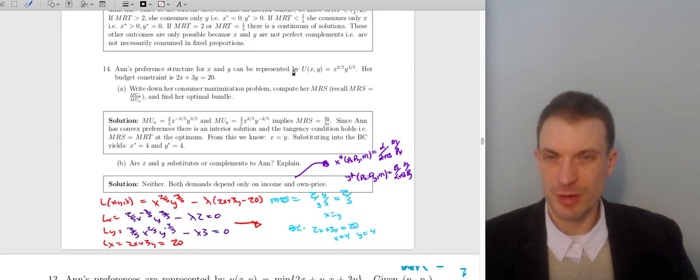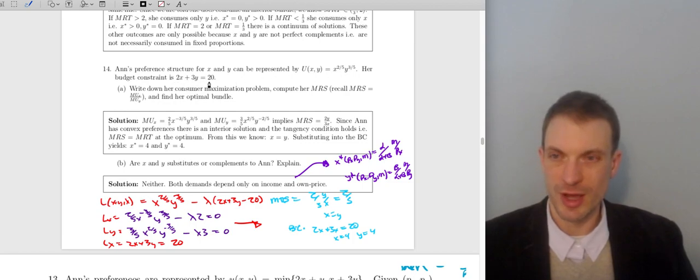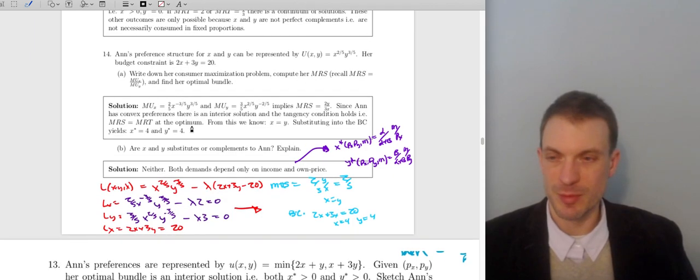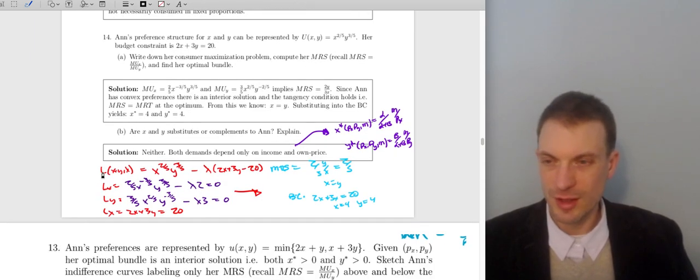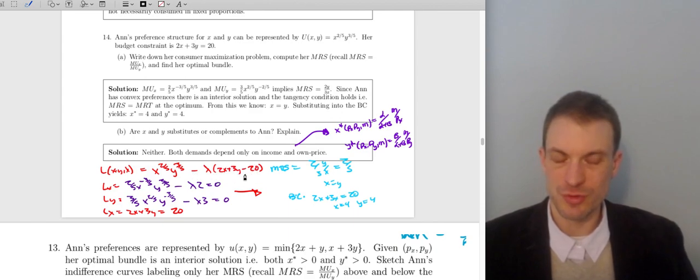Then I want to do question number 4. So these are Cobb-Douglas preferences. Budget constraint is 2x plus 3y equals 20. Write down the maximization problem, compute the MRS, find the optimal bundle. So here's the Lagrangian. It's a function of x, y, and lambda. Here's my objective function, that's just the utility function, minus lambda times the budget constraint, 2x plus 3y minus 20.